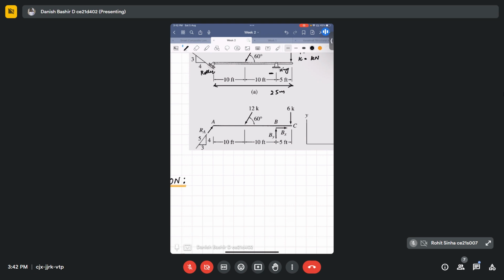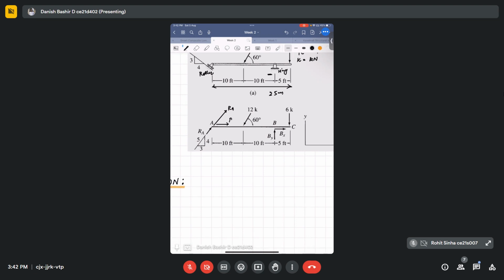From the basics, you can say that the roller will develop only one reaction here, RA, and the hinge will develop two reactions at support B, BX and BY. Now this RA is at some inclination, so let me draw it like this. This RA will have two components, one in the X direction and another in the Y direction.